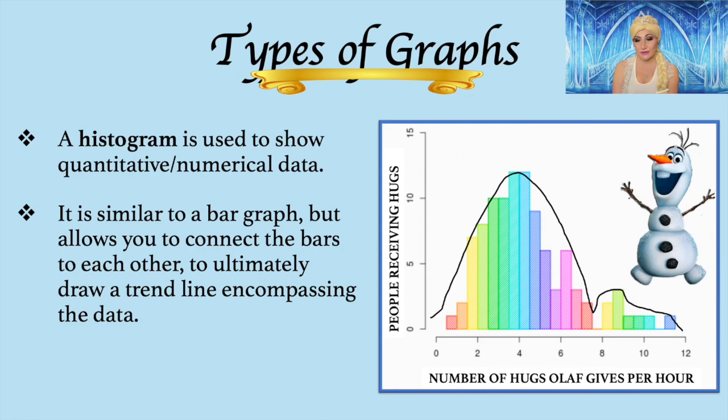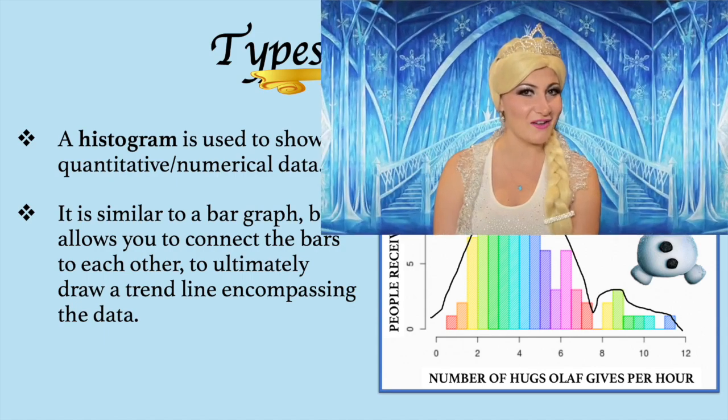So in this case, if we look, we could see that the most people, right, about 12 people got 4 hugs from Olaf. And we can see that the fewest number of people who received hugs from Olaf was when he gave 0 hugs and when he gave 12 hugs. So it sounds like between 3 and 4 hugs is the amount of hugs people want to get from Olaf. Poor Olaf, he loves giving hugs.